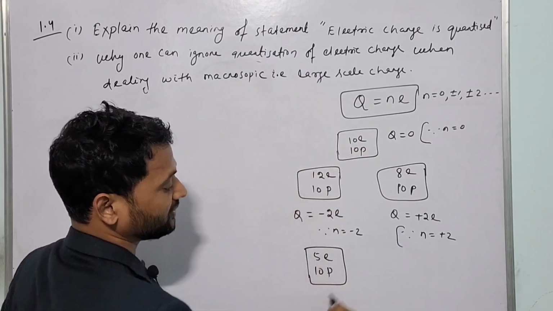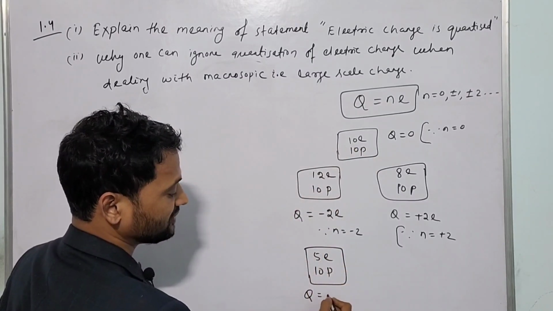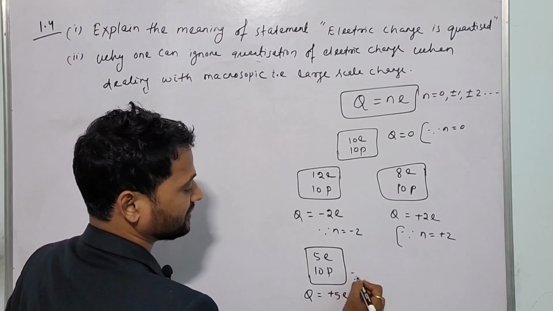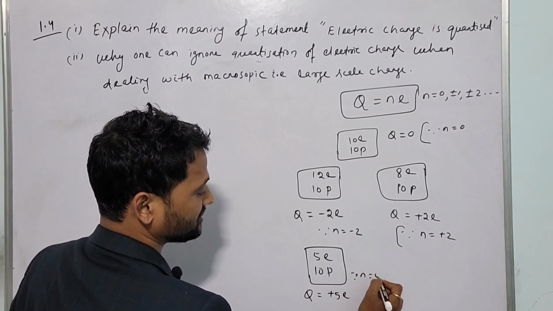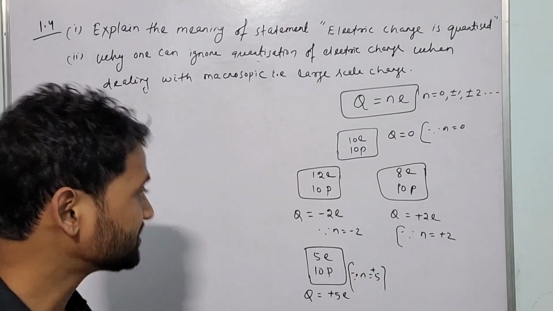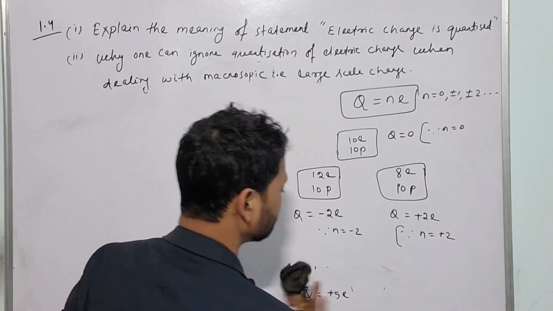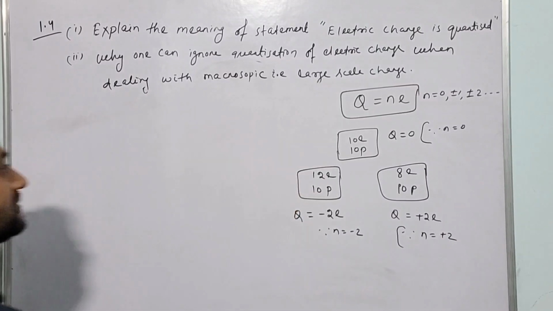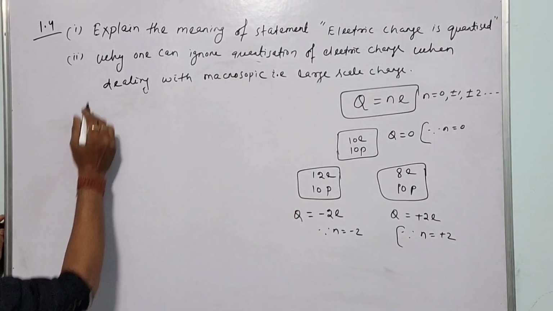Right? If I withdraw 5 electron, tell me what is the charge? Plus 5. Why? Because n is equal to plus 5. Understood? So ये हो गया concept. Clear? So definition क्या है?